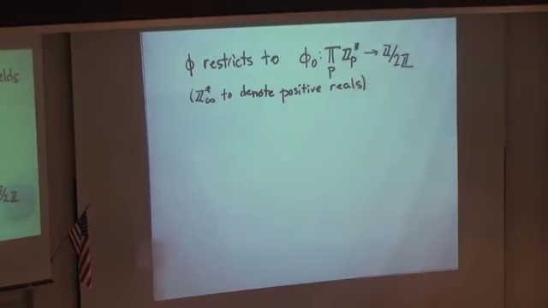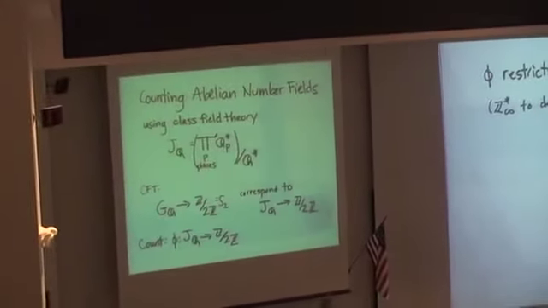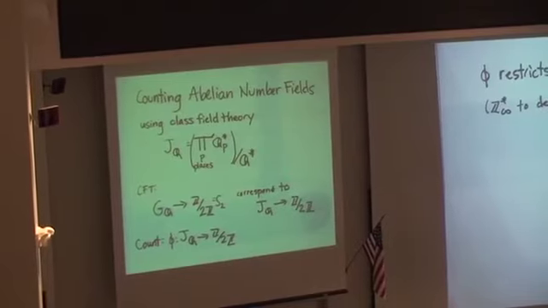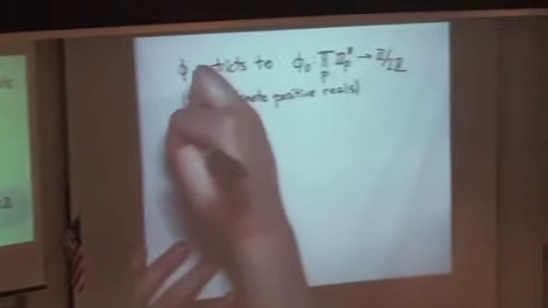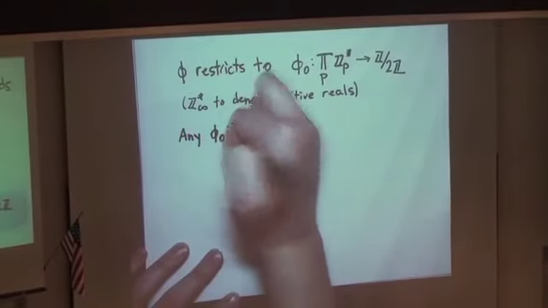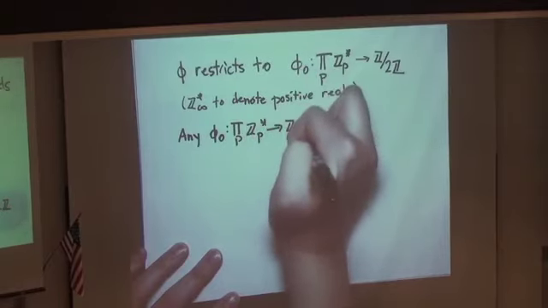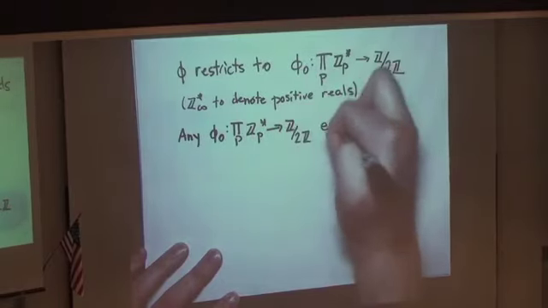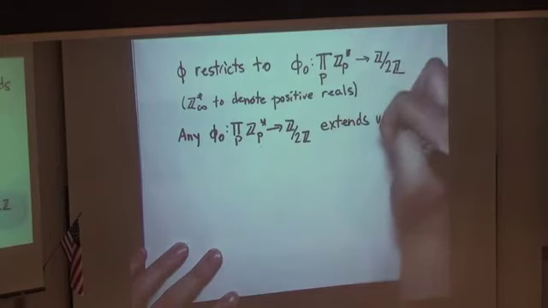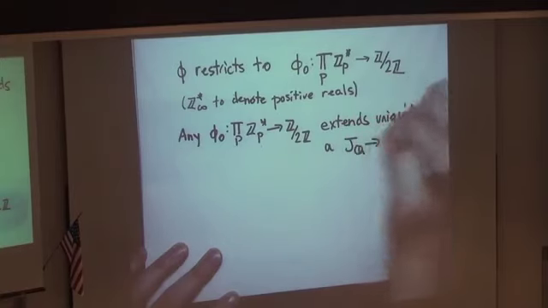Okay. So I've got a map from all these QPs into Z mod 2. I could just say, well, where does it send all the ZPs? So in fact, any phi0 extends uniquely to a map from JQ to Z mod 2Z.